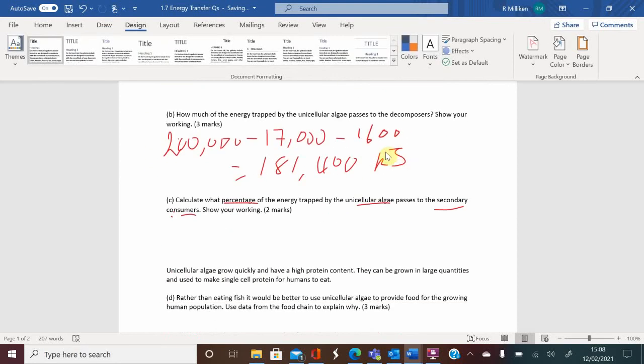200 divided by 200,000 times 100. When you calculate that, there's obviously a bit of cancelling out you can do, but you should find it's an answer of 0.1%. It will be very small. If you're getting an answer quite large, then you've done something wrong there. So 0.1%, and there you go, there's 2 marks.